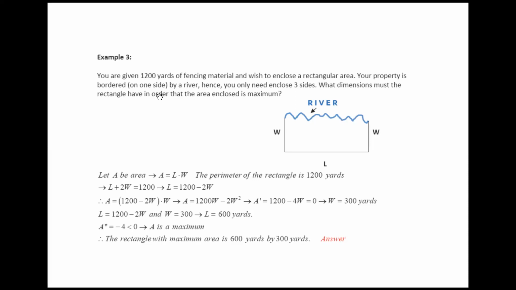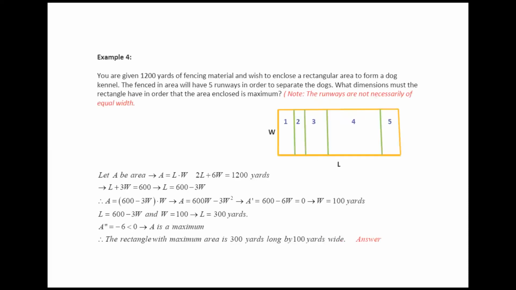Now, the reason we chose 1200 yards in example 2 and in example 3 is so you would not assume that the difference in the answers was somehow related to the fencing. That has nothing to do with it, although if you did have a different amount of fence, obviously it would affect the problem. But keeping those two the same, we realize it has to do with the parameters and the constraints that we're given for this particular problem. Okay. Let's look at example 4.